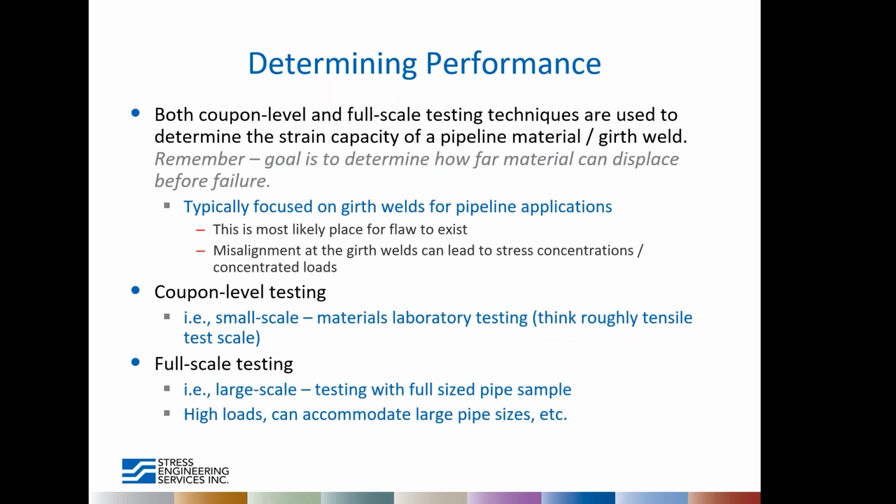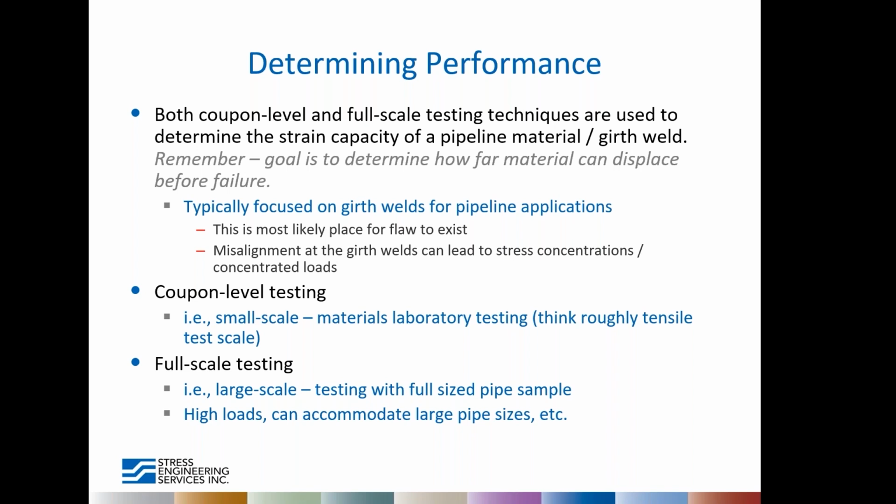So I want to talk a little bit more about the testing side of strain-based design and how it can be used as a tool for determining the pipeline performance. And it's important to remember we're trying to determine the strain capacity, or how far a pipeline material can displace before failure occurs. Just as a side note, the reason that I've mentioned girth welds as part of the strain-based design is because that's a critical area for these assessments. Girth welds are more likely to have a flaw than the base pipe material, and they can also be misaligned during installation or could potentially have different material properties as well.